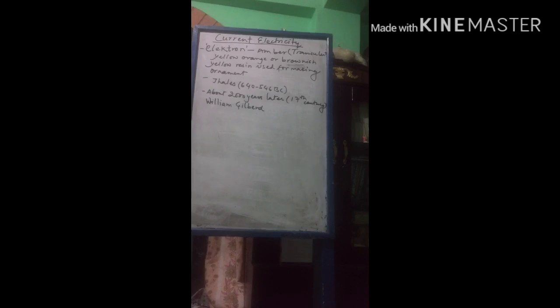About 2000 years later, in the 17th century, William Gilbert discovered that such attractive property can be acquired by rubbing many substances like fur, glass, and ebonite rod with a suitable substance. This process of acquiring attractive property by friction was called electrics. Nowadays we call this effect electrification.